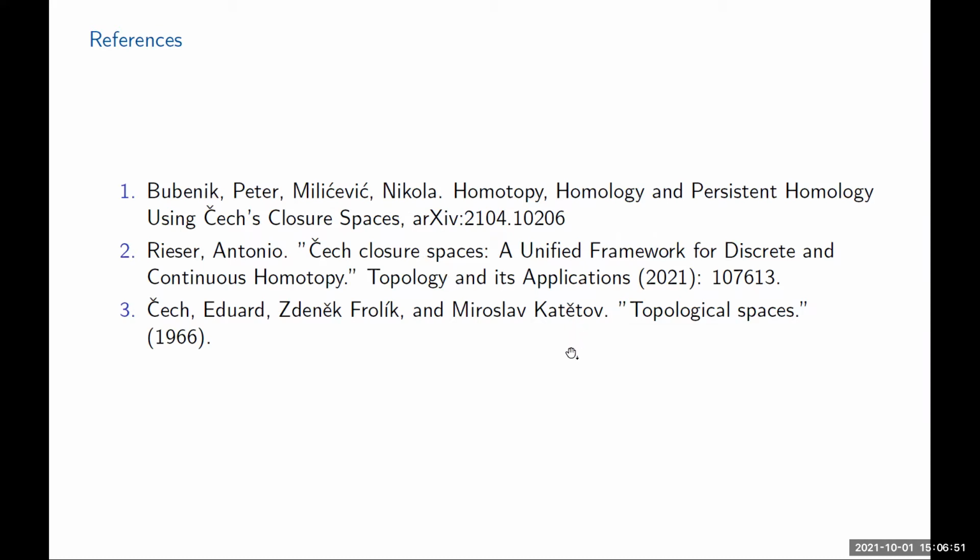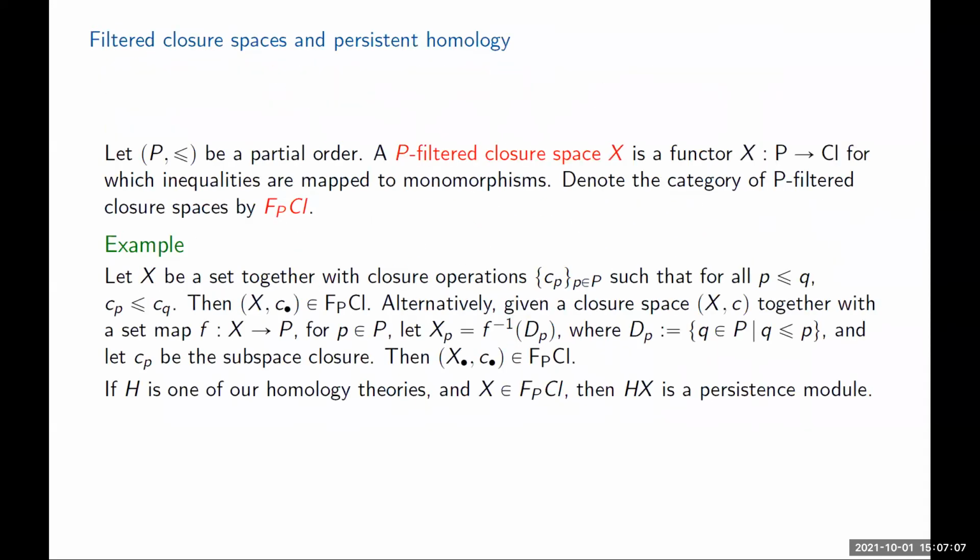Okay. Can I ask one question? Probably a very simple question. What are the morphisms of the category of p-filtered closure spaces X? All right. Yeah, so they're functors. So it's natural transformations. Yes. Functors.